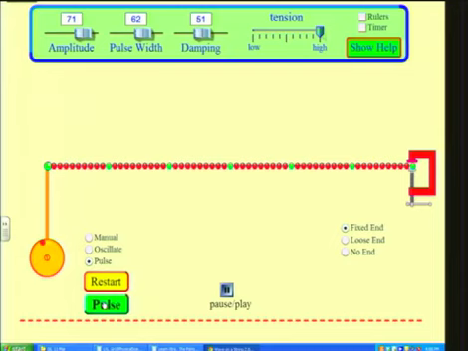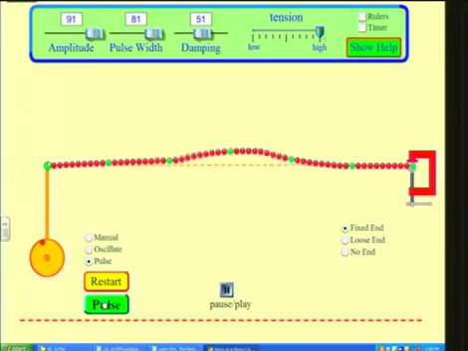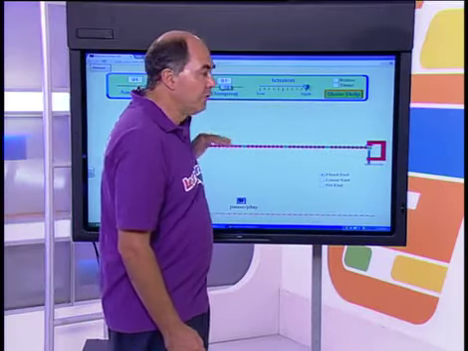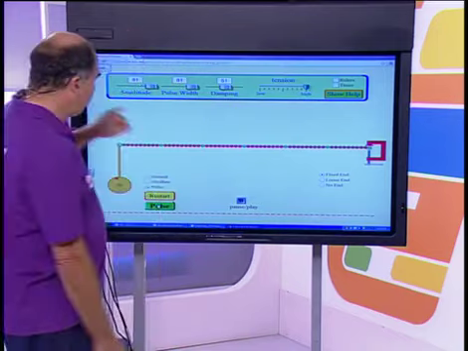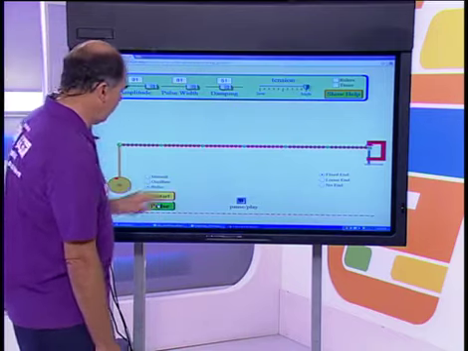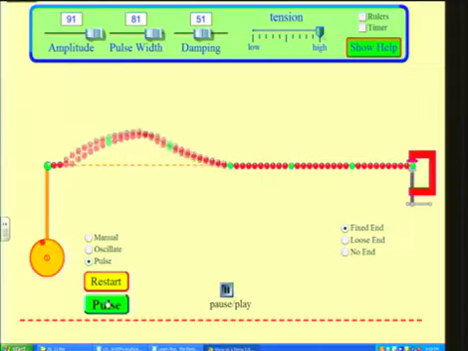I'm going to make the pulse a little bit bigger, and we're going to play it through again. Notice it just went up and down, and it moved as the rod on this side was going up and then down. The pulse moved through there. Watch it. There's the pulse. It's moved through the medium.